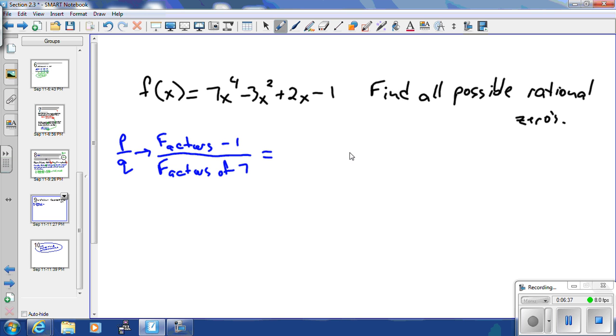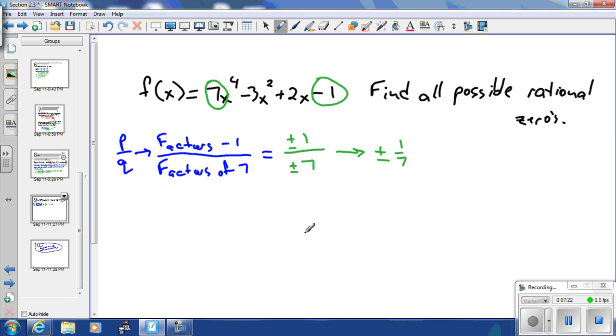So here's another problem. You can pause it and see if you can list all possible rational zeros in this. Rational zeros must be of the form p divided by q, p being the factors of the constant term out here, which is negative 1. So factors of negative 1 are just going to be positive or negative 1, divided by q, which are the factors of the lead coefficient, which here is 7. Well, that's only positive or negative 7. So basically, what I've got here is I could have positive or negative 1/7. That's it.